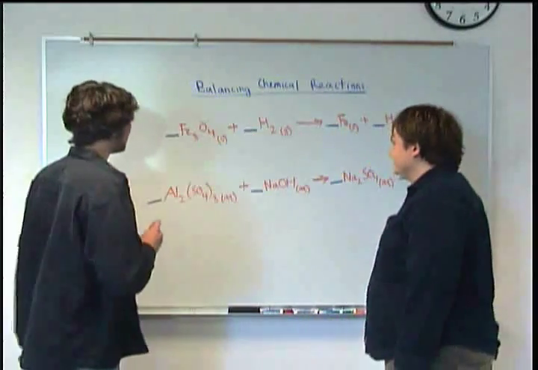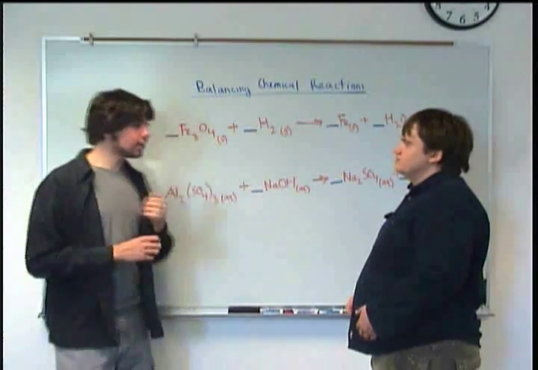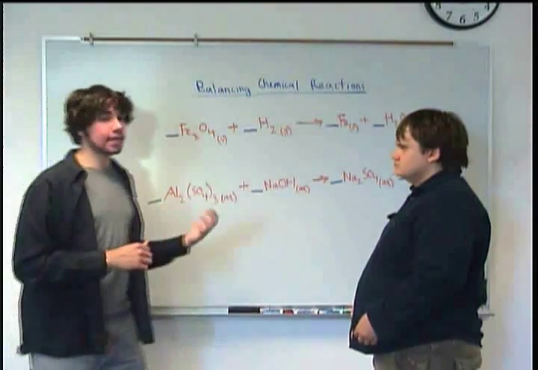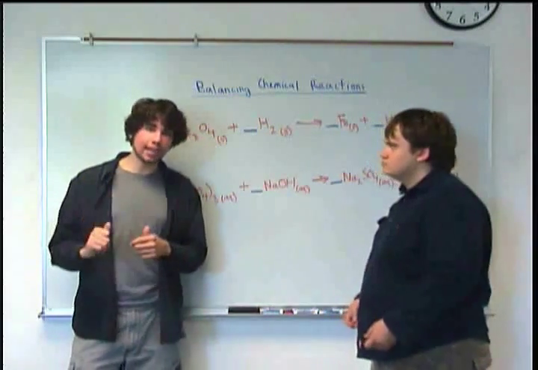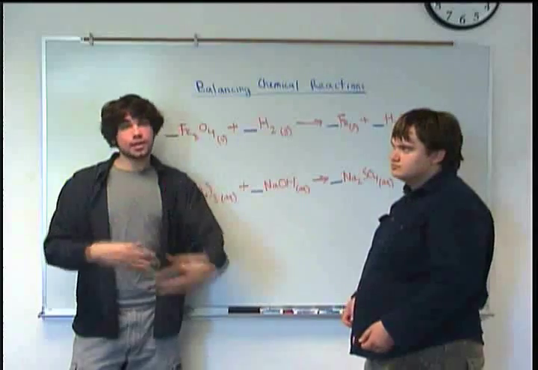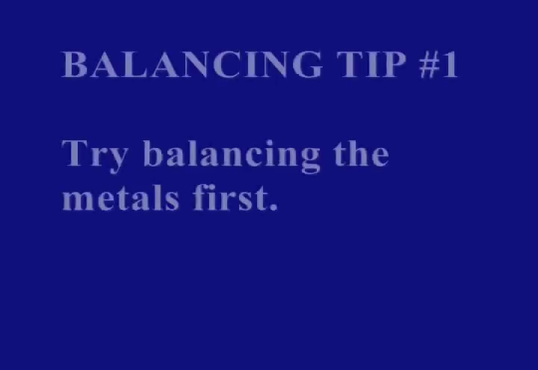Exactly. So, for example, in this problem, we see that we have a metal present. It's the iron. So when you balance a chemical reaction that has a metal in it, usually it's better to balance the metal part first, because you might get lucky, and once you balance the metal part, the non-metal part will automatically be balanced by itself.